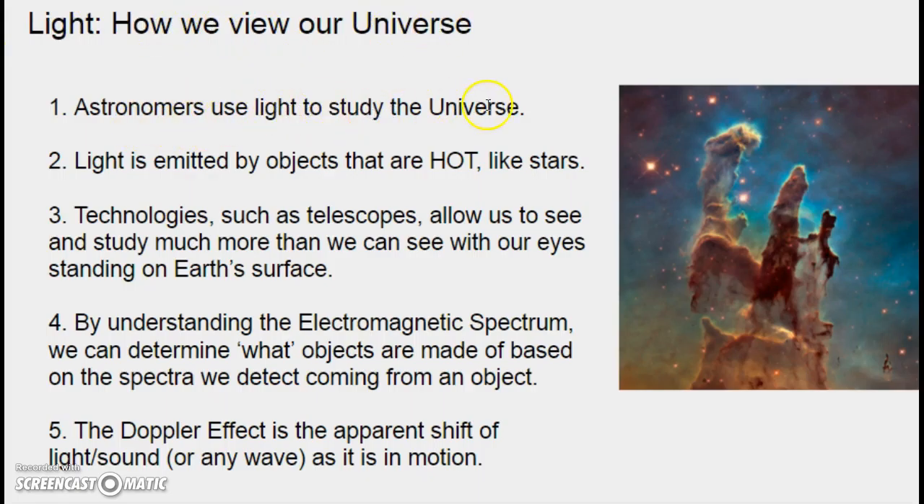Astronomers use light to study the universe. Light is emitted by objects that are hot, like stars. Technologies, such as telescopes, allow us to see and study much more than we can see with our eyes standing on the Earth's surface. And by understanding the electromagnetic spectrum, we can determine what objects are made of based on the spectra we detect coming from an object. So we can study the light and make sense of it.